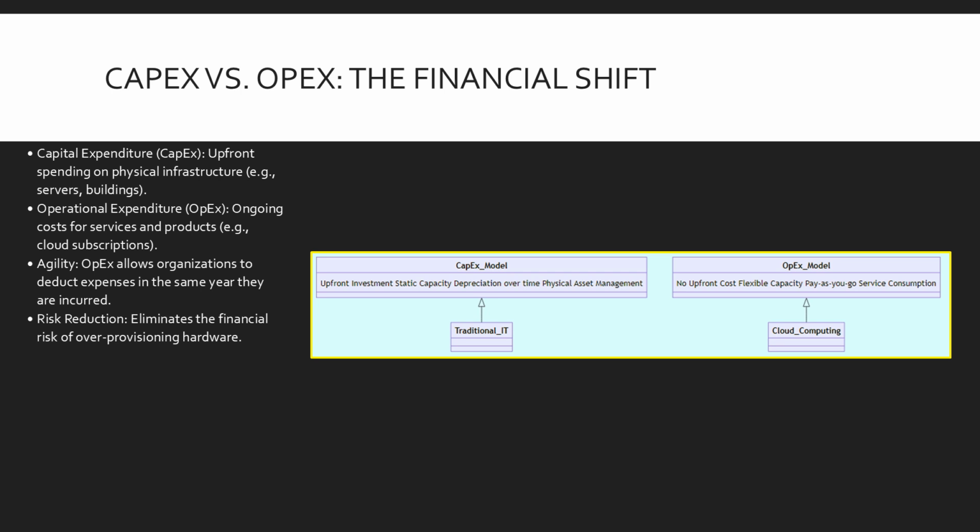Here we compare the two financial models. On the left, the CapEx model, associated with traditional IT, involves upfront investment, static capacity, and depreciation. On the right, the OpEx model, associated with cloud computing, is defined by having no upfront costs and offering flexible capacity. This visual distinction highlights how the cloud transforms fixed physical assets into variable service consumption.